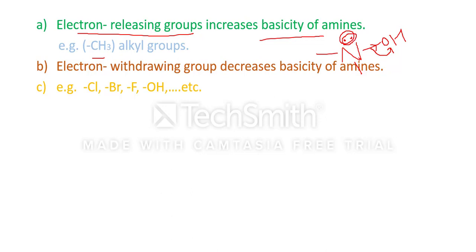That's why it decreases the basicity of amines: if the lone pair is more available, it reacts with, or forms a new bond with, the hydrogen Lewis acid, but if it is less available, the amine is less basic in nature. Electron withdrawing groups decrease the basicity of amines. Examples of electron withdrawing groups are chlorine, bromine, fluorine or hydroxide ion, and so on.